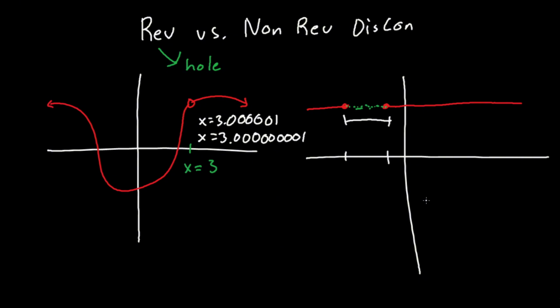So that's really all a removable discontinuity is. It's just a hole. Only at that point you don't have a value. You can just plug in something and boom, you're good. This requires an infinite amount of things to plug in, so this is a non-removable discontinuity. And that's just it. Super easy, just like that.